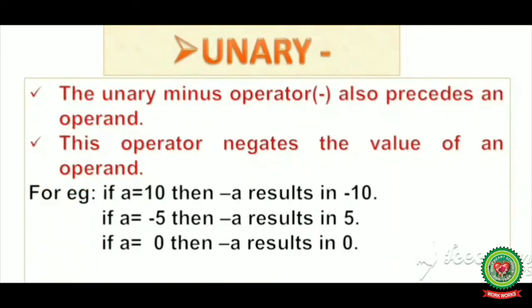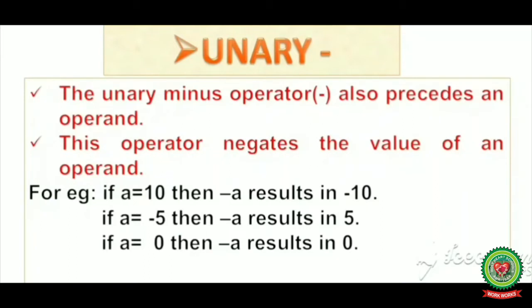Now, the second operator is unary minus. The unary minus operator also precedes an operand, means like we will write minus a, minus x, minus y. This operator negates the value of an operand. Negates means if an operand is positive, then it converts the value of the operand into negative, and if the operand is negative, then minus minus will change into positive.